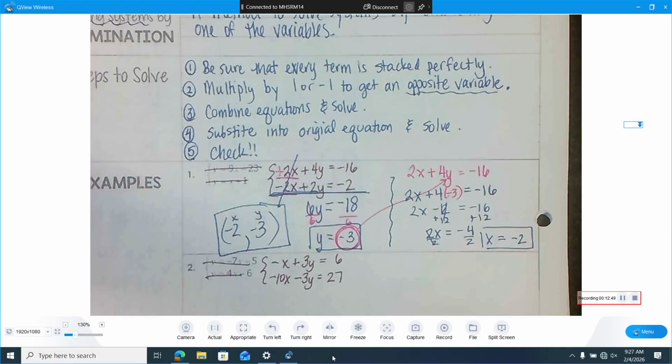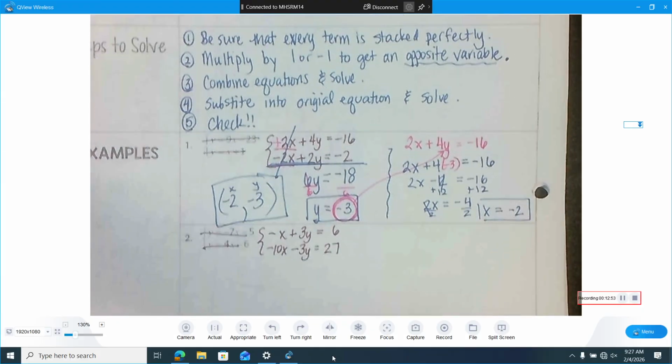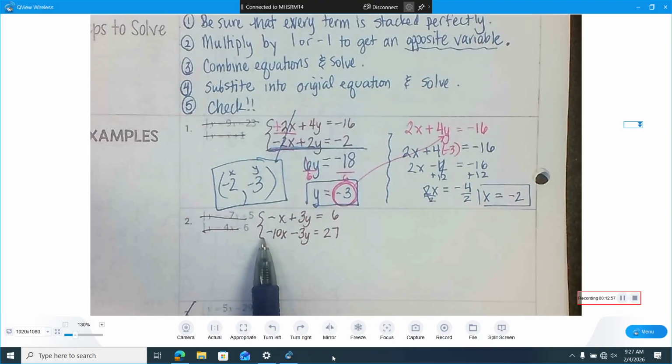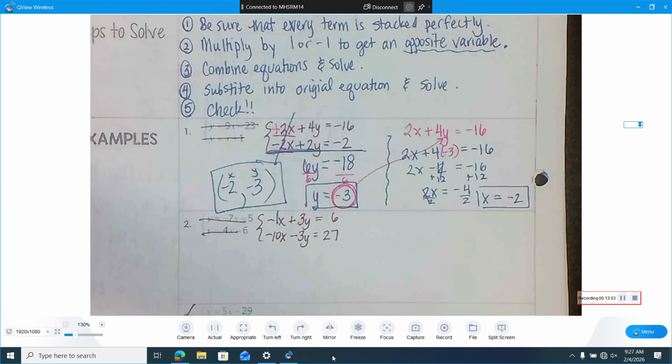Let's try another. Number 2 here. Go ahead and write this down so you have it too, cross out what they gave you. We have the system negative x, maybe that's a negative 1x, plus 3y equals 6. And my second equation is negative 10x minus 3y equals 27.